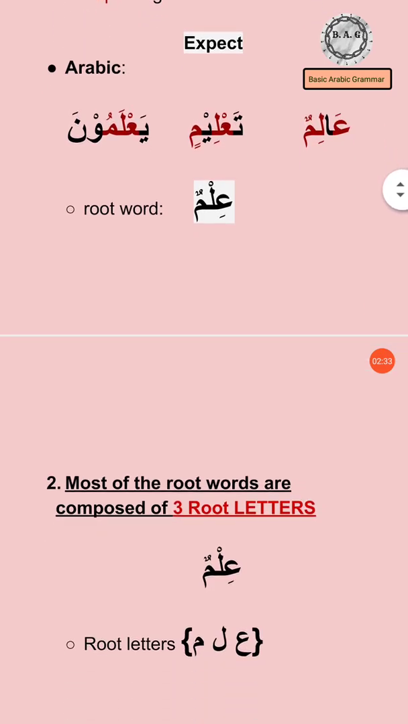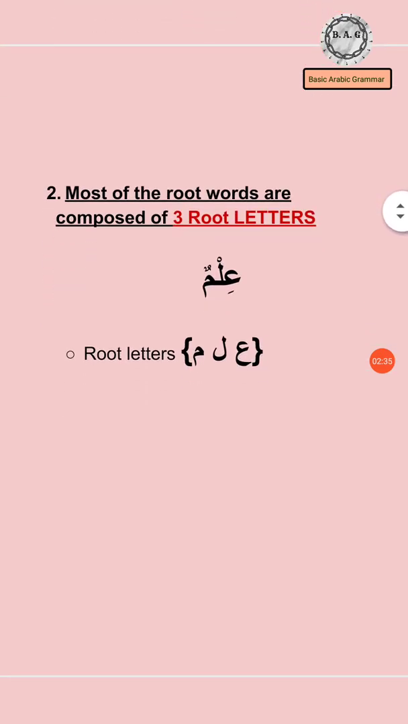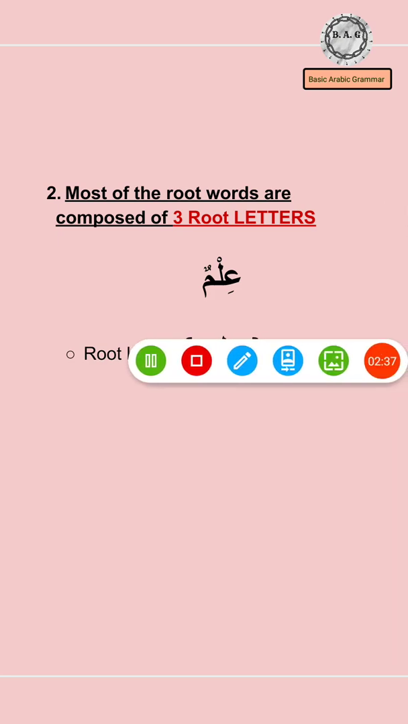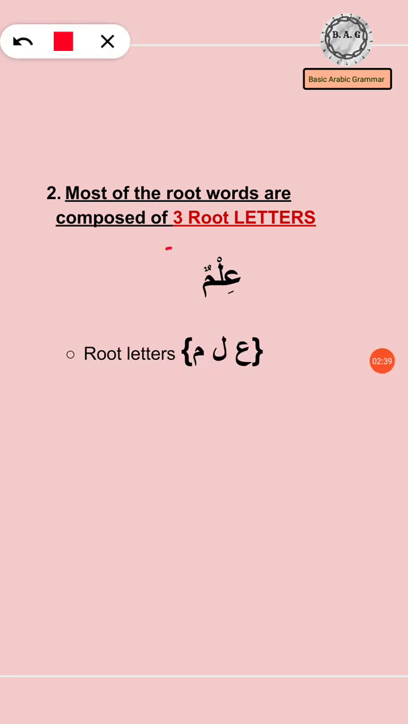All right, so this was our first pointer, that every word in every language has a root word, and Arabic is no different. Our second pointer is that most of the root words are composed of 3 root letters in Arabic. Now we are talking purely of Arabic, okay? No other analogies. All right, so most of the root words in Arabic are composed of 3 root letters. For example, ilmun.